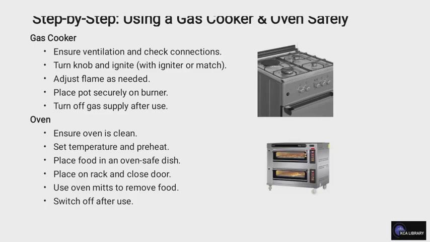Step by step, using a gas cooker and oven. How do you use a gas cooker? You ensure ventilation and check connections. You turn the knob and ignite with either an igniter or matches. You adjust the flame as needed and you place the pot securely on the burner. And remember to turn off the gas supply after usage.